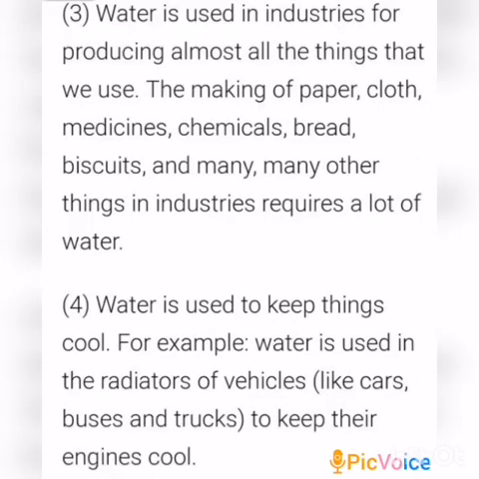The next use of water is in industries. Water is used in industries for producing almost all the things that we use. The water is the most important thing used in the industries for producing products. The products just like the making of paper, cloth, medicines, chemicals, bread, biscuits and many other things in industry requires a lot of water.